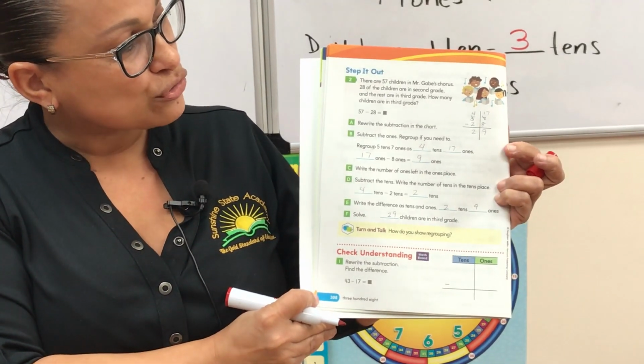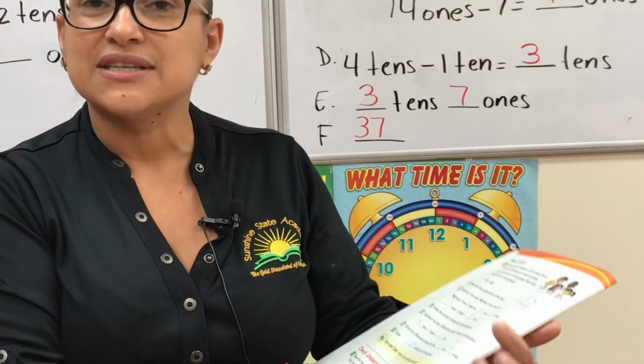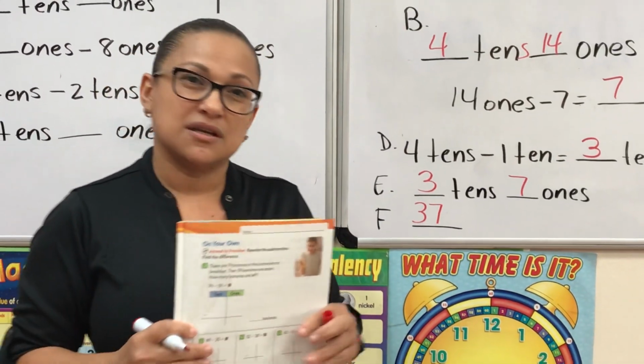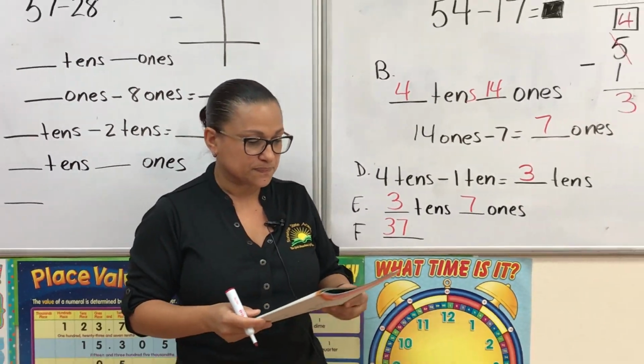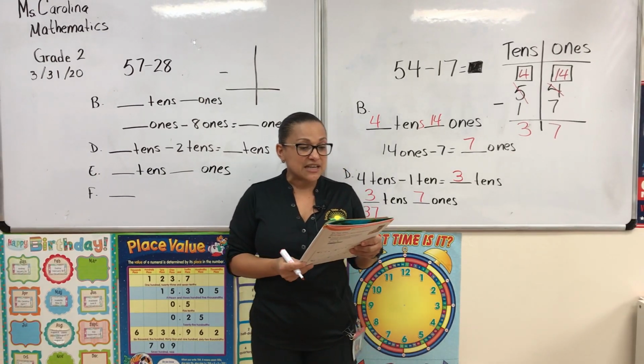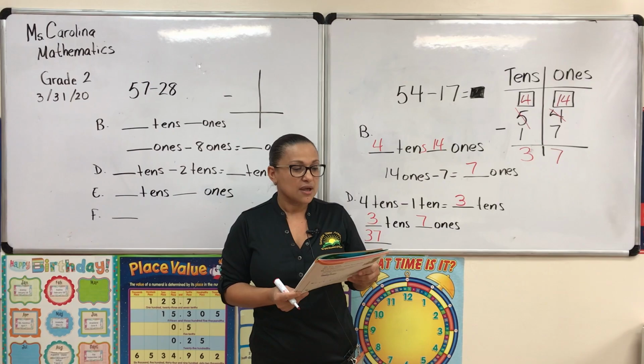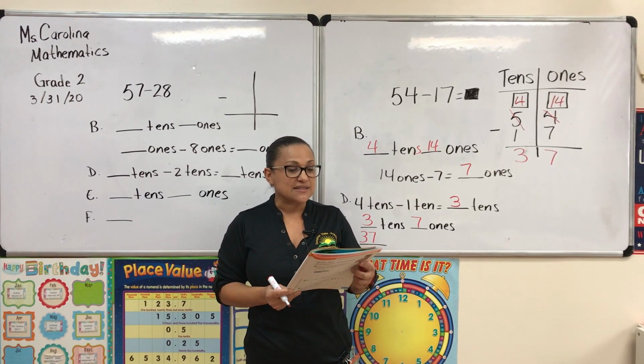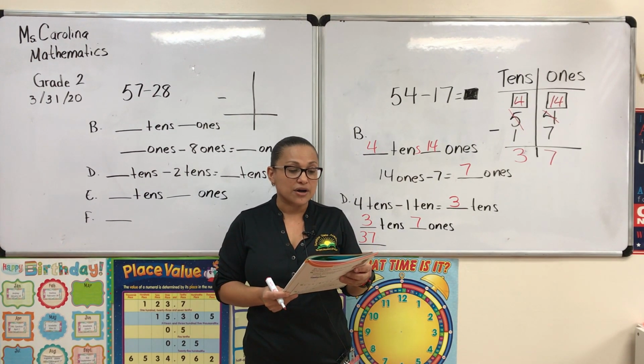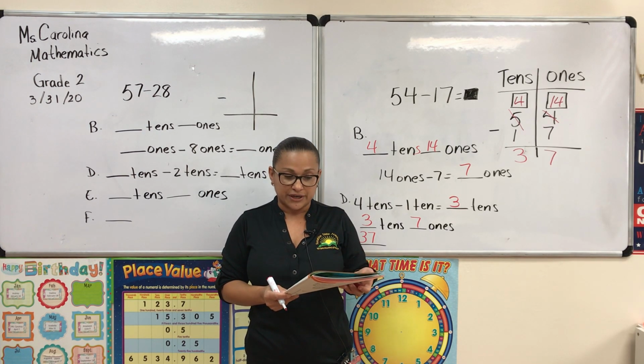And I'm going to read the story again and we're going to do it together. And then I'm going to give you time for you to do it yourself. There are 57 children in Mr. Gabe's choir. 28 of the kids are in 2nd grade and the rest are in 3rd grade. How many children are in 3rd grade?